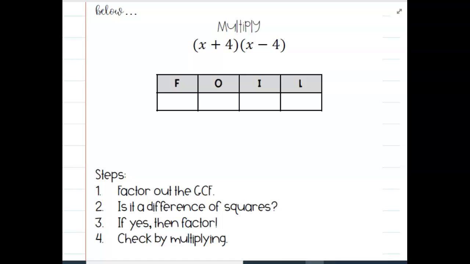Well, if we FOIL this out, and then we'll talk about the pattern, the F is x times x, which is x squared. The O would be x times negative 4, which is a negative 4x. The I is 4 times x, or a positive 4x. And then the L, 4 times negative 4, is negative 16.